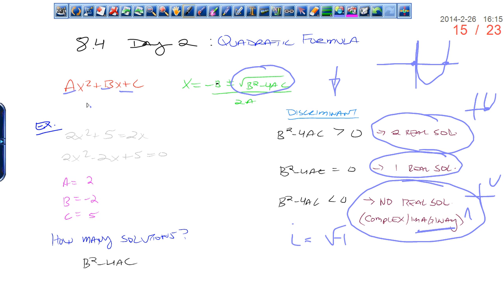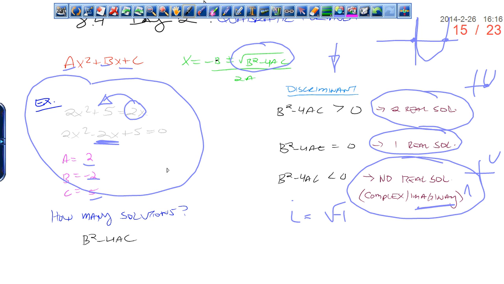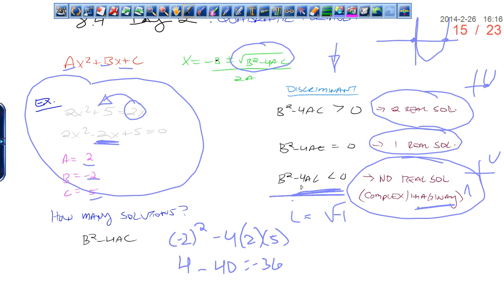So if we take this equation right here, 2x squared plus 5 equals 2x, we first move 2x over here, and we get negative 2x on the other side. Then a is 2, b is -2, and c is 5. So then we plug it into b squared minus 4ac, so I get -2 squared minus 4 times 2 times 5. Do all that, I get 4 minus 40, which is -36. That's less than 0, so that means there are no real solutions.